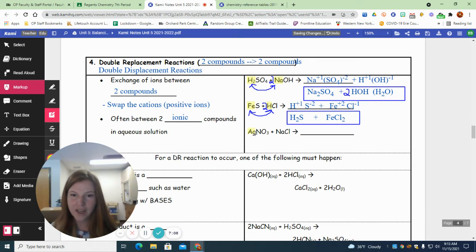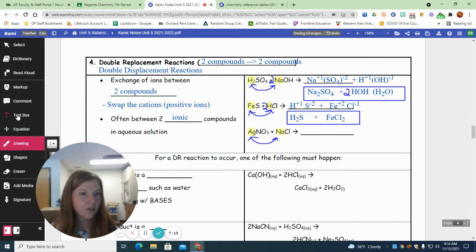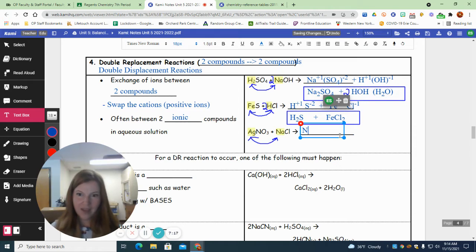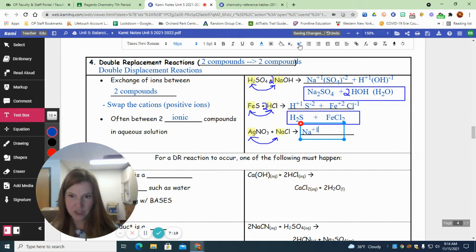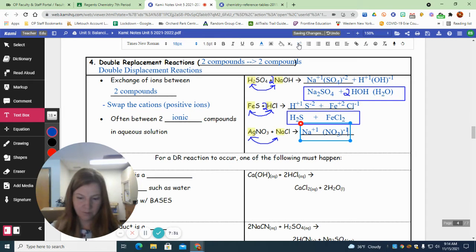So look at this next one. We have AgNO3 plus NaCl. Again, think about swapping. So what do we make? We make Na, which gets a +1 charge, and NO3, which is a polyatomic ion, which gets a -1 charge. And then those are combining. Here we go. The other way, we have Ag, which gets a +1, and Cl, which gets a -1.